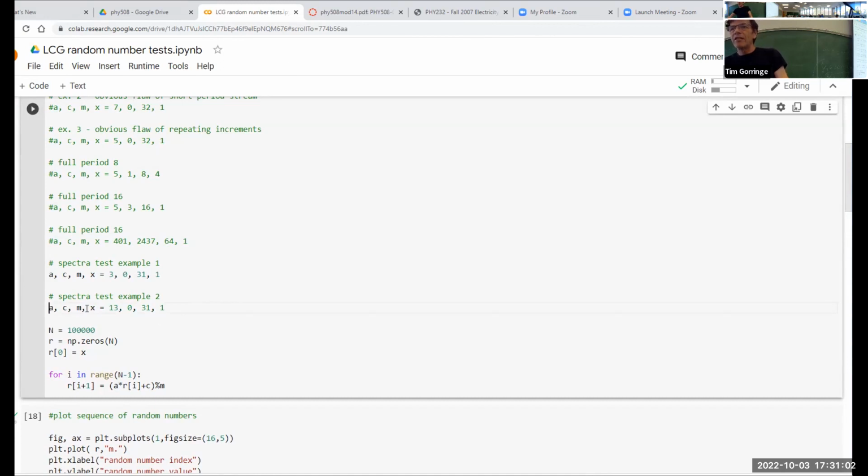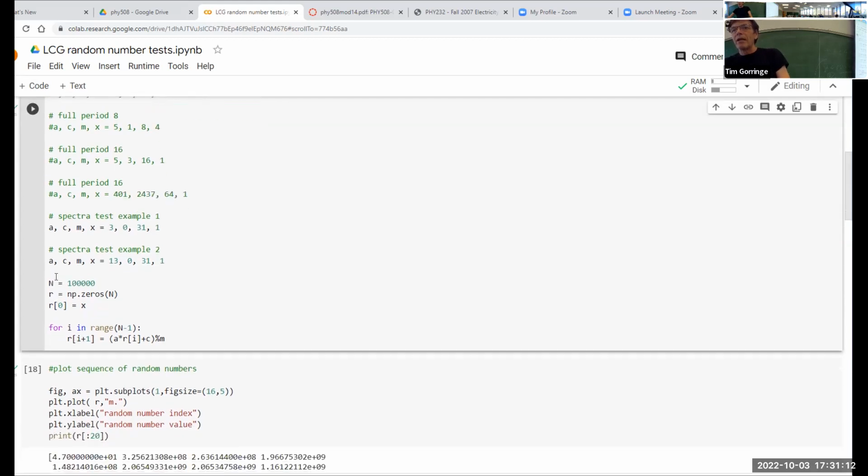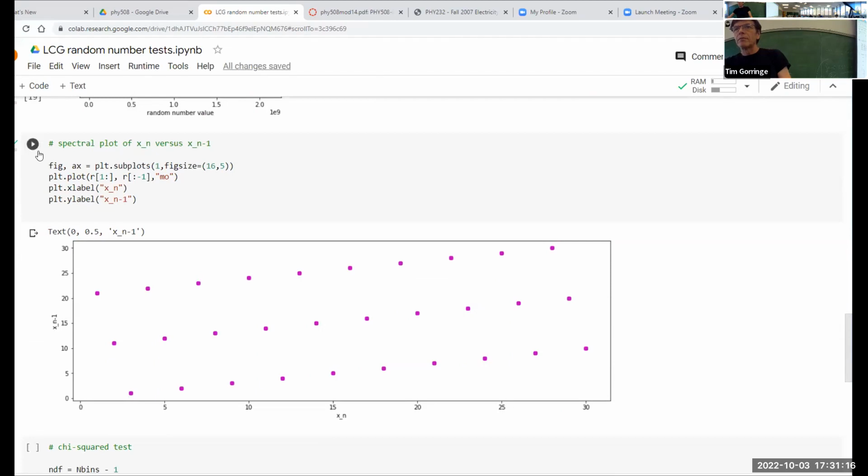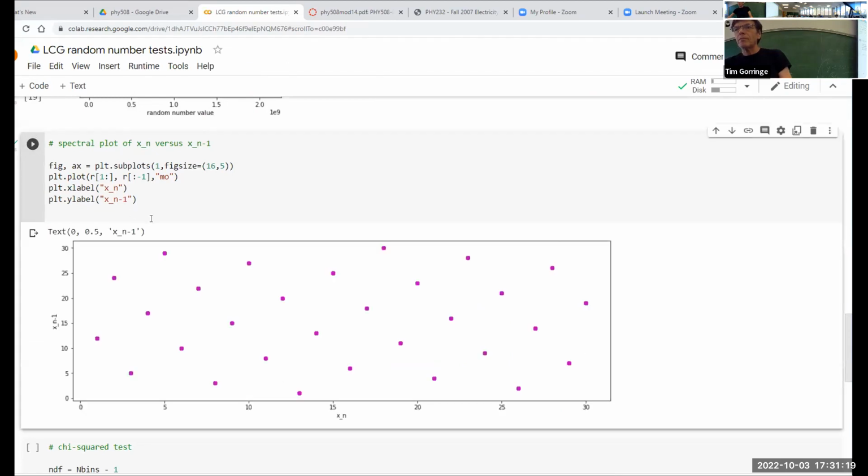So this is a different set of parameters. Actually, the only number I changed is the multiplier. It's gone from 3 to 13. And let's make that spectral plot. Here you see a different set of planes. Now they're steeper and the distance between them is a little less, so this would be considered a bit better than the prior case. This is another important test done on this type of random number generator.